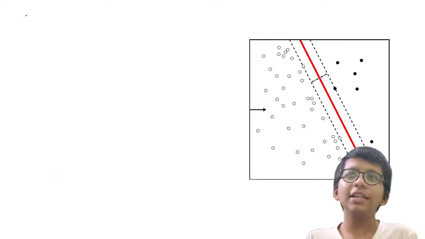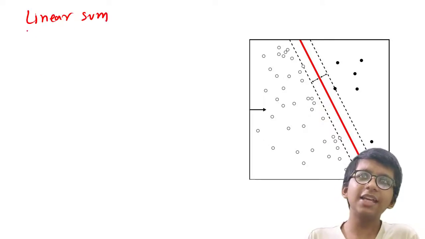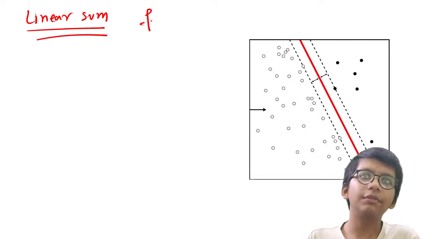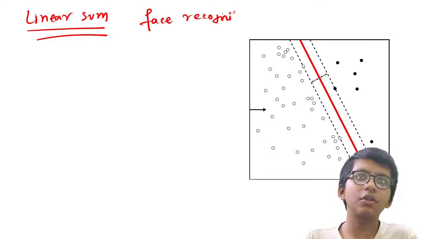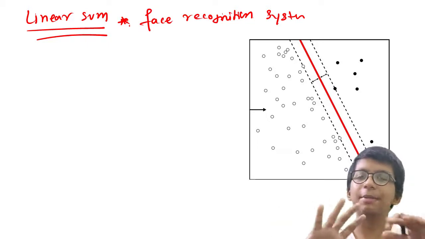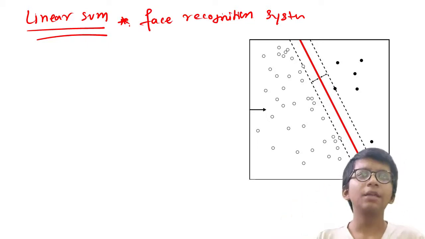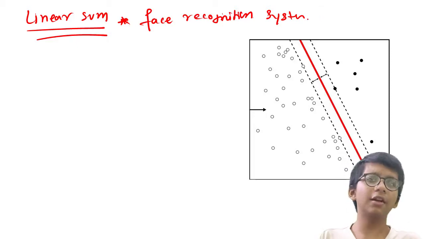So linear SVM is a bit the same. Let's again take the example of a face recognition system. I'm going to take this as an example: you want to build a face recognition system that will be given a picture X and classify the label as Ayush or Krish.